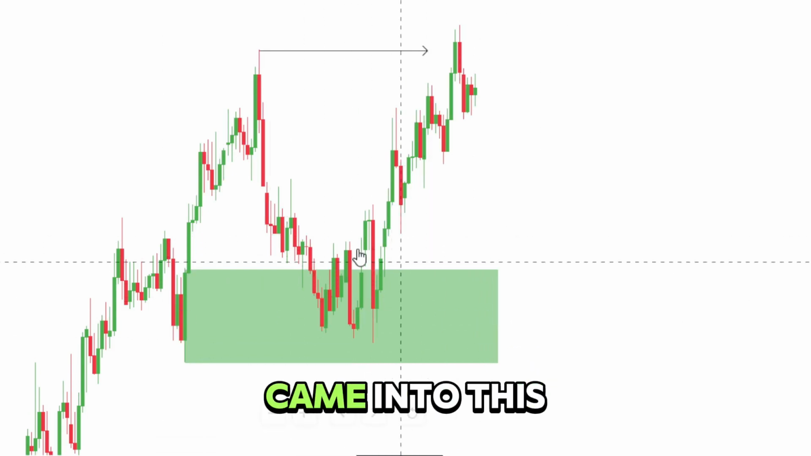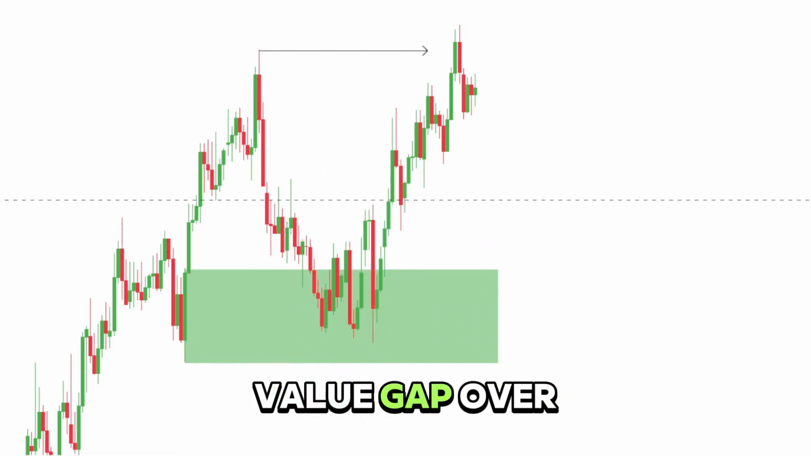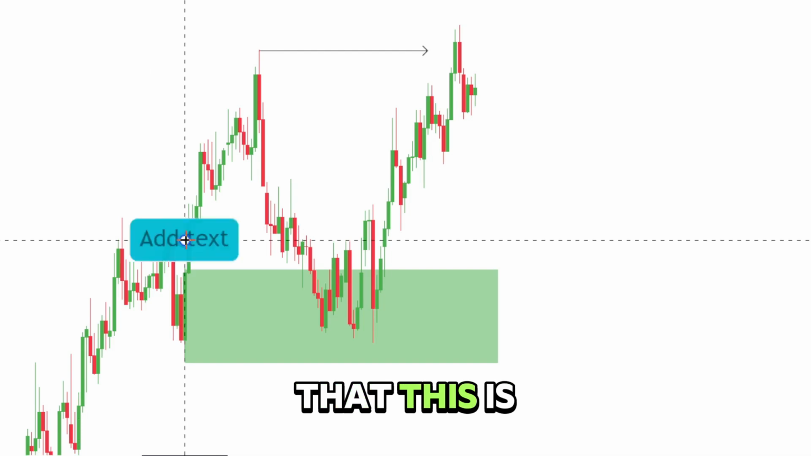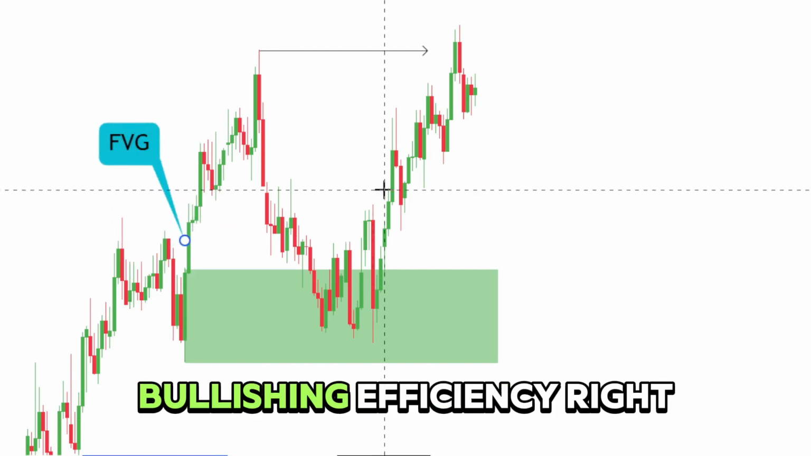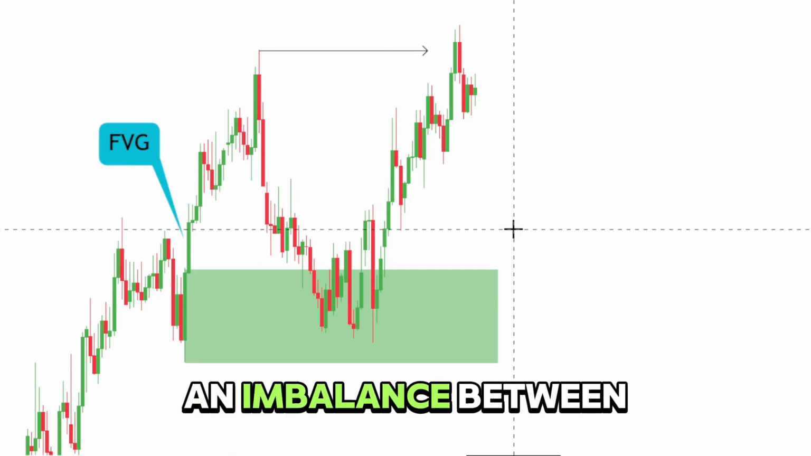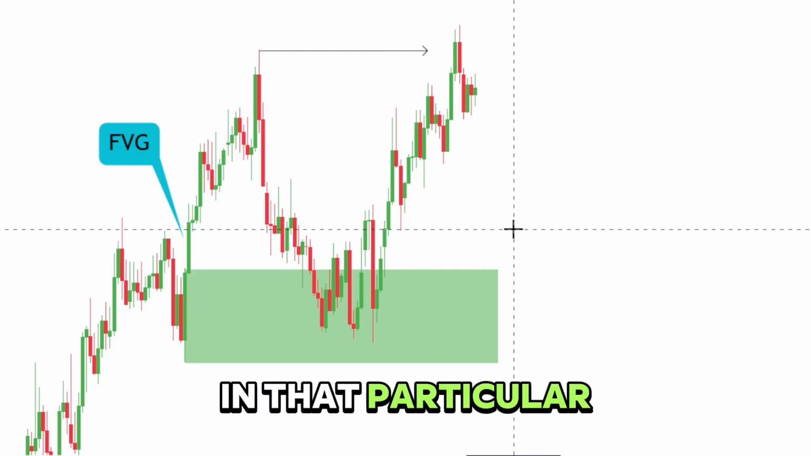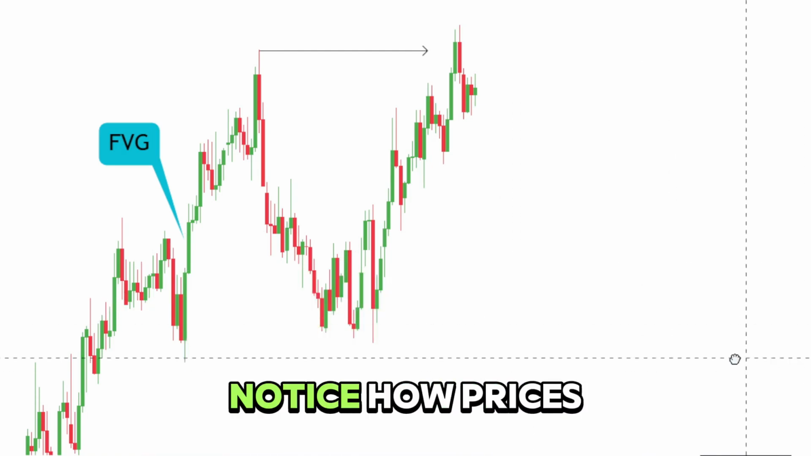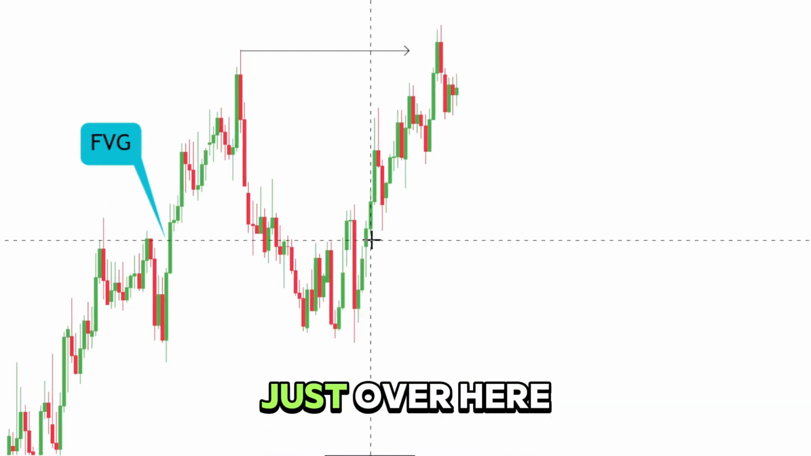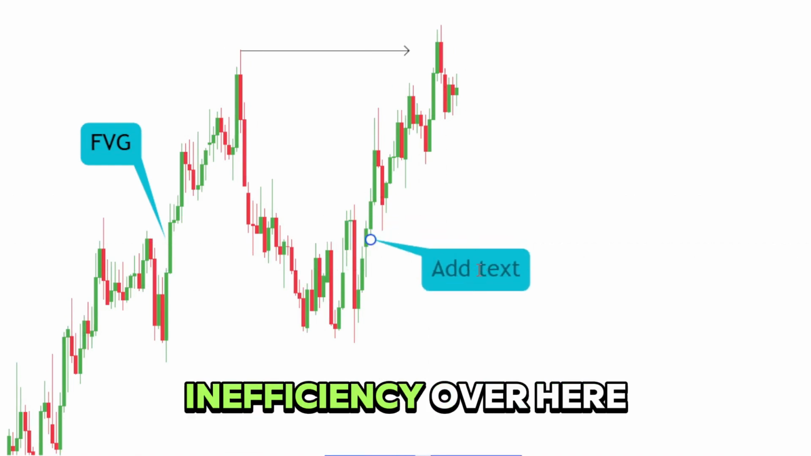Notice how price came into this region. There's a fair value gap over here to the left. So let's label that. This is a demand zone as it left a bullish fair value gap, a bullish inefficiency, so we see an imbalance between buyers and sellers in that particular region. Now from here, if we just clear this up for clarity, notice how price has left another fair value gap just over here in price. We see another inefficiency over here.